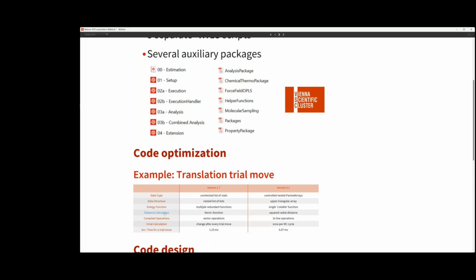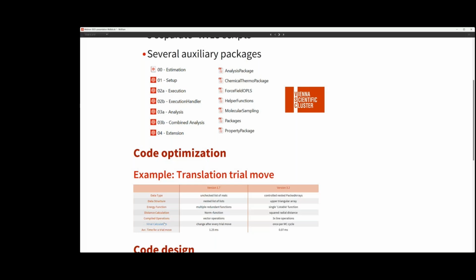Next, it can be more efficient to avoid using vectors or lists in compiled operations and to replace them by single arguments instead. Probably this avoids time-consuming checking of the arguments by the compiler. And last but not least, it's important to check the software from time to time in view of avoidable calculations that are not necessary for each trial move, but only once per cycle, for example.